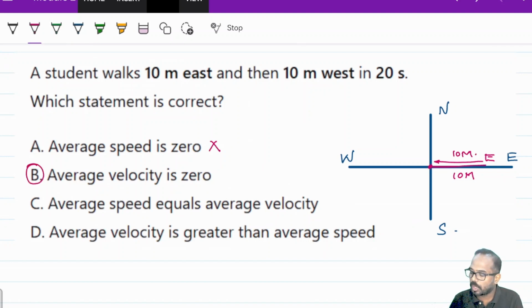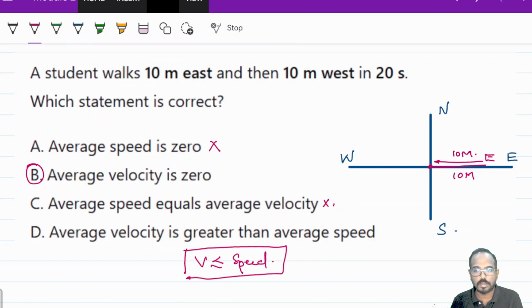You check the other options also. Average speed equals the average velocity. No, average velocity is 0, right? Average velocity is greater than average speed. Remember that velocity depends on displacement only. Displacement is always less than or equal to distance, which I gave you in the last session, right? So velocity will always be less than or equal to speed. It can't be greater than speed. Remember this point.